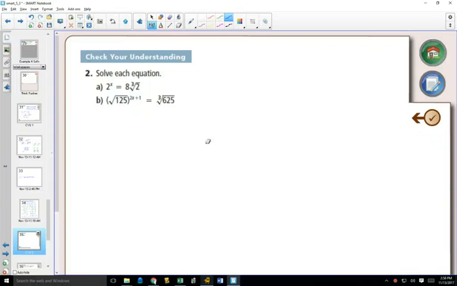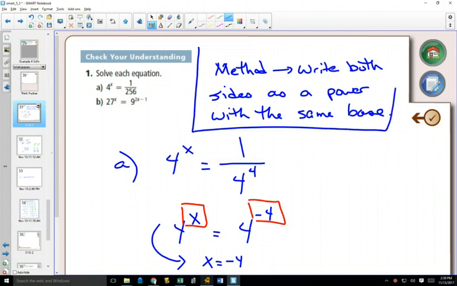So let's use some of your advanced exponent laws to solve these ones. We've got 2 to the x equals 8 cube root of 2. So again, our main job, just like last time, can we write both sides as a power with the same base?